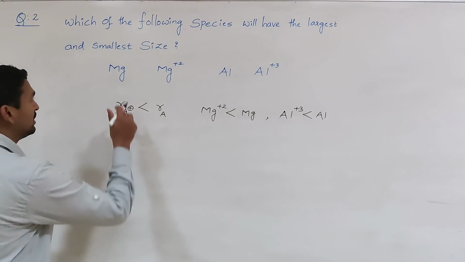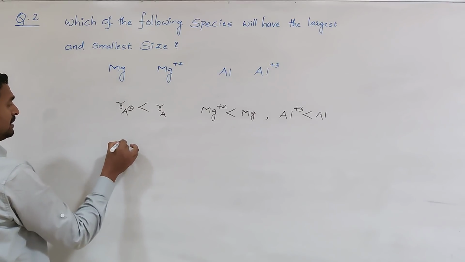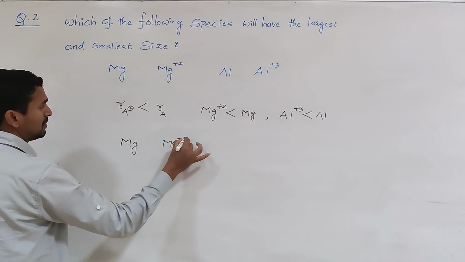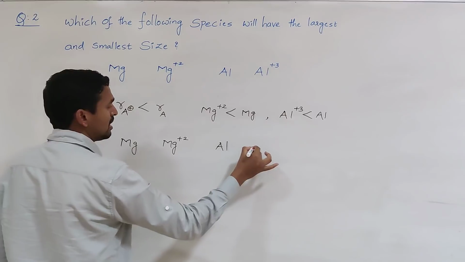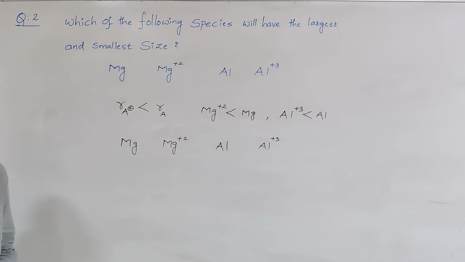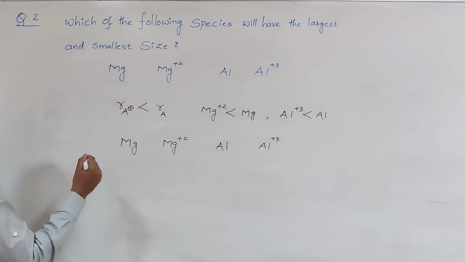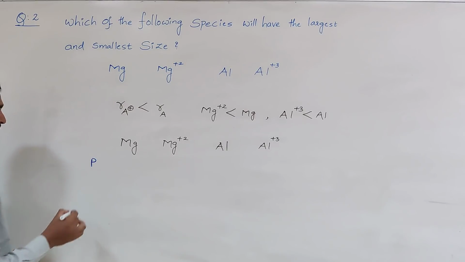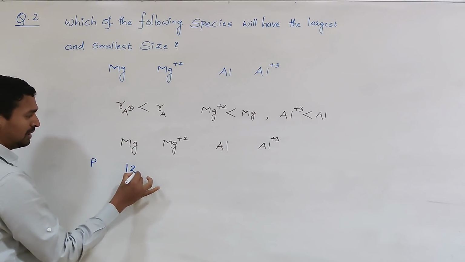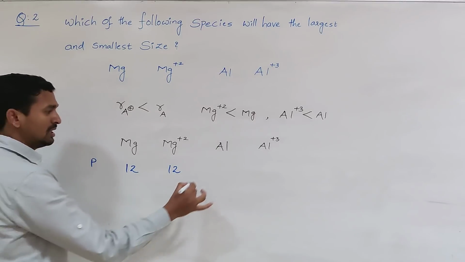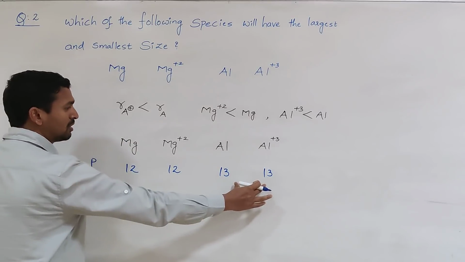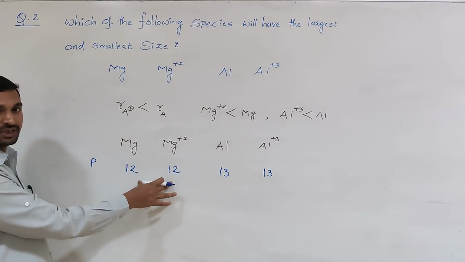Then you write here Mg plus 2, Al plus 3. In that one, we need to identify which is larger in size, which is smaller in size. So let us take the protons. How many protons are there? The protons are: magnesium 12, magnesium plus 2 is also 12, aluminium 13, aluminium plus 3 is also 13. Here, more positive charge, here less positive charge.